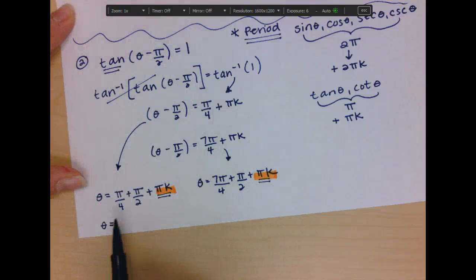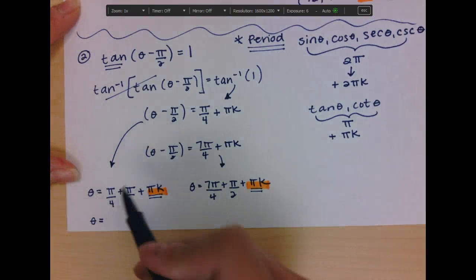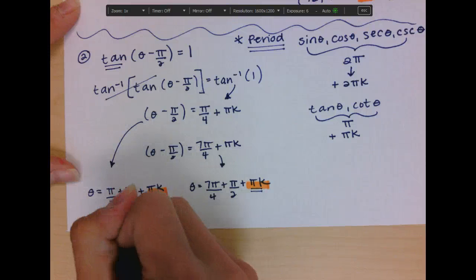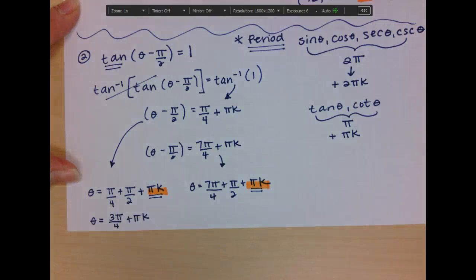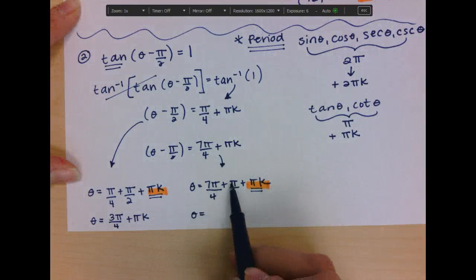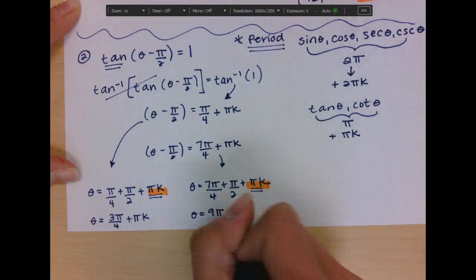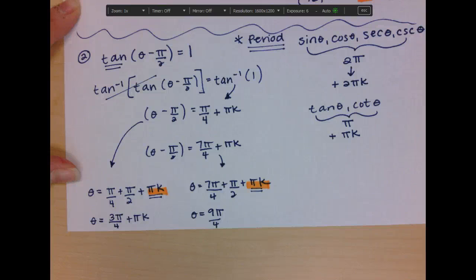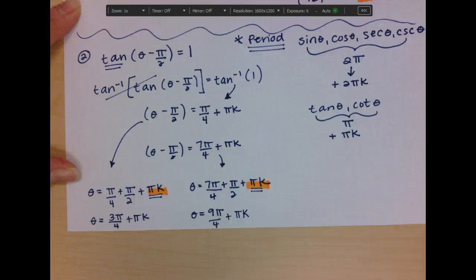Let's finish this off by getting a common denominator and combining these like terms. So that would be 1 pi over 4 plus 2 pi over 4. So 3 pi over 4 plus pi k. And then over here, 7 pi over 4 plus 2 pi over 4 is 9 pi over 4. Plus pi k. So those would be our general solutions.